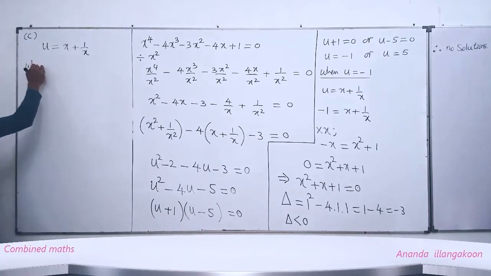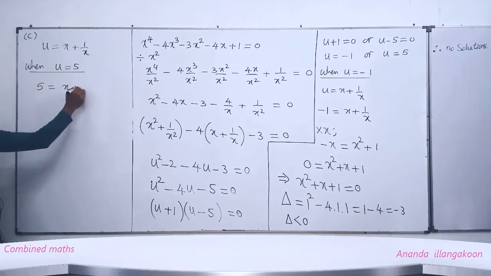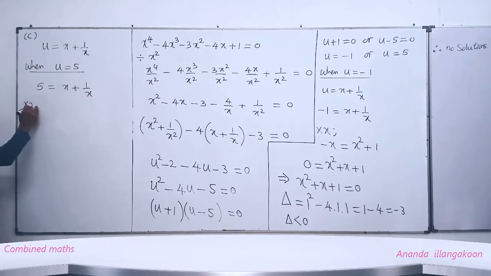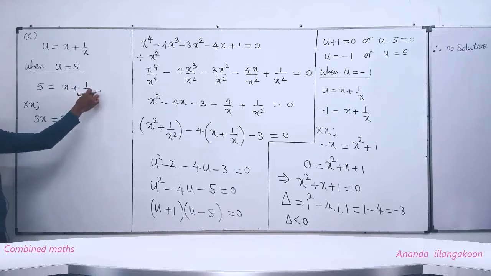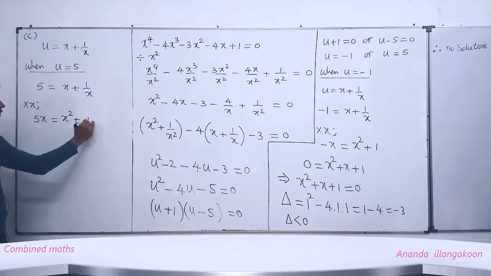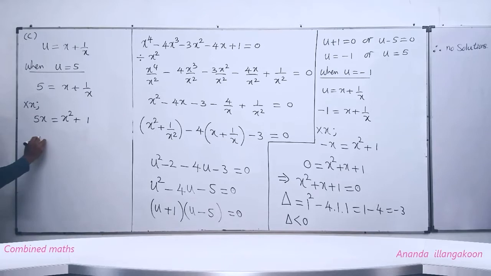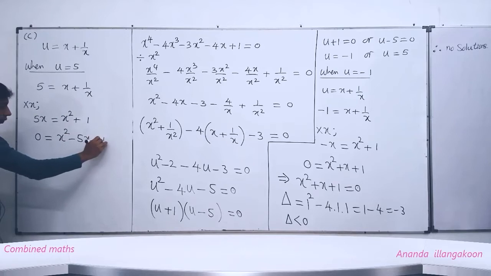When u equals 5, put 5 here. x plus 1 upon x multiplied by x, people, 5x, x and x squared. When I write x before this, that x and this will cancel off, giving 1. We will now take this 5x to the right hand side, then on the left hand side we have 0, x squared minus 5x plus 1. 0 equals, this means this equals 0.